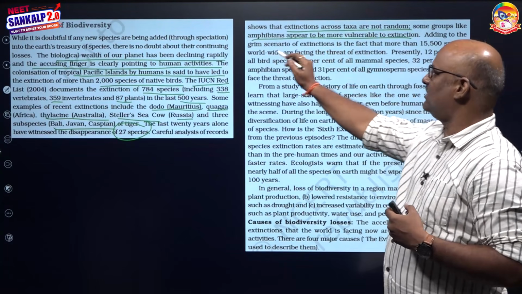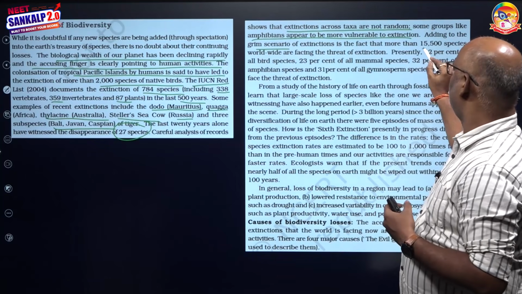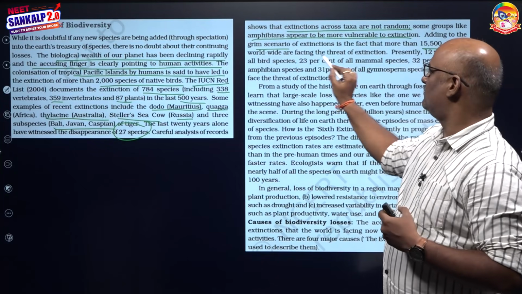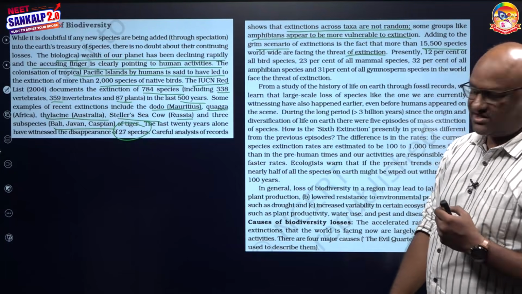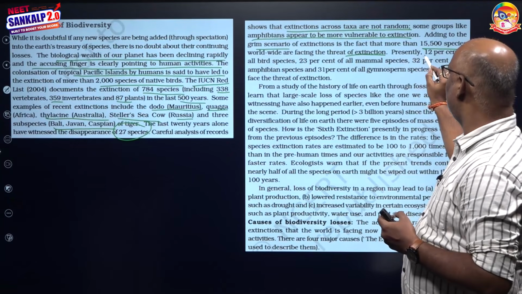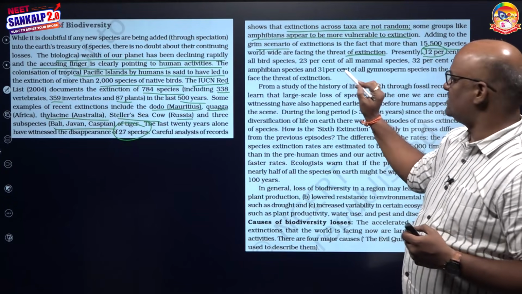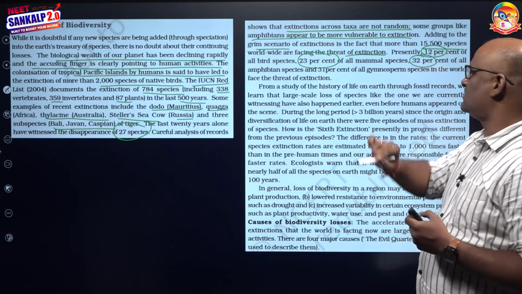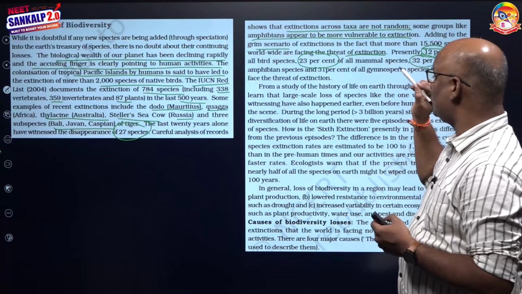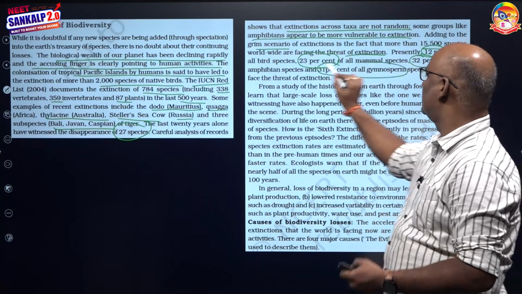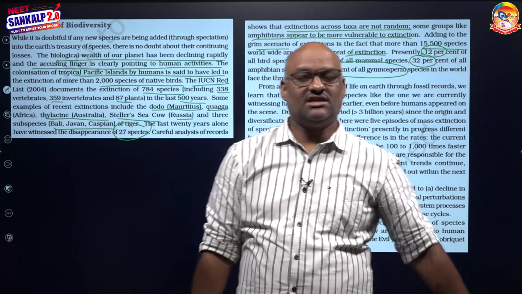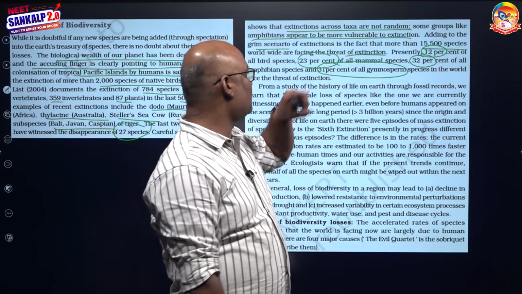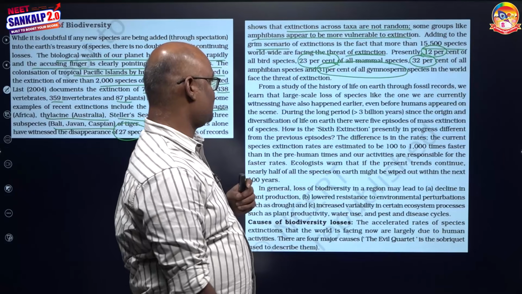Adding to the present grim scenario, more than 15,500 species worldwide are facing the threat of extinction. Presently, 12% of the bird species, 23% of the mammal species, 32% of the amphibian species, and 31% of the gymnosperms are going to become extinct or are facing the threat of extinction. These are called endangered species.